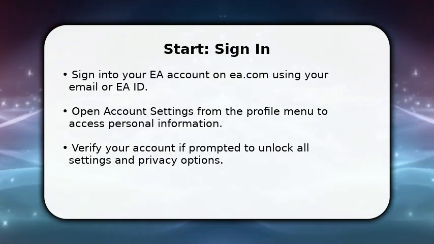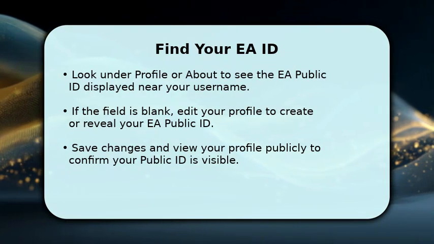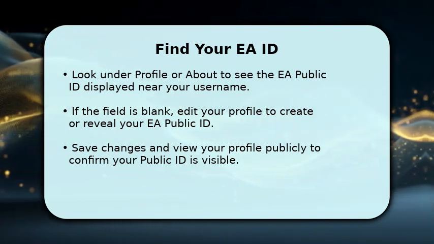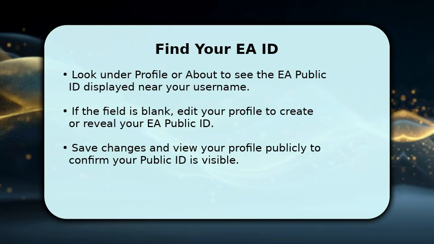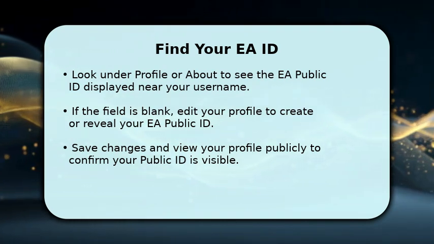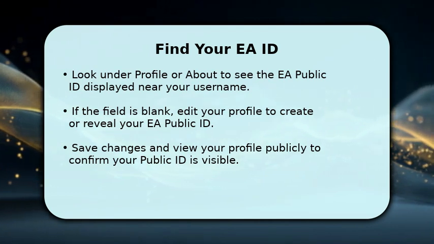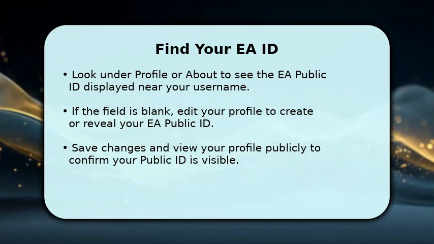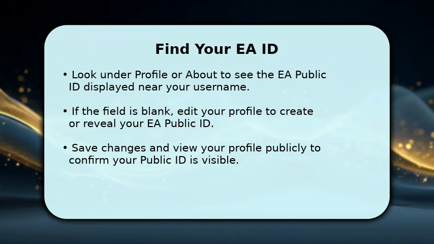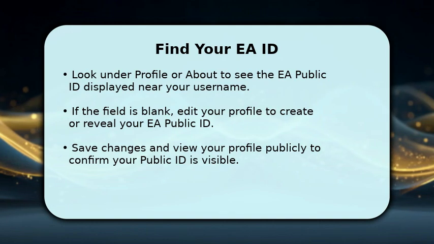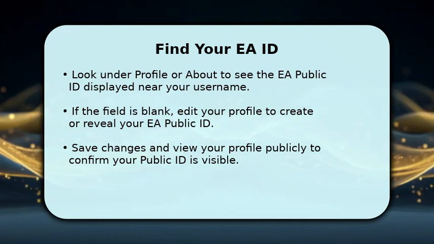make promptly. Open the profile or About page and look for the EA Public ID listed next to your display name. If it is not present, choose Edit Profile and either set a public handle or enable the Public ID option. Save your updates and then use a friend's view or a public profile link to confirm the ID appears as expected. Adjust privacy settings if visibility remains restricted.